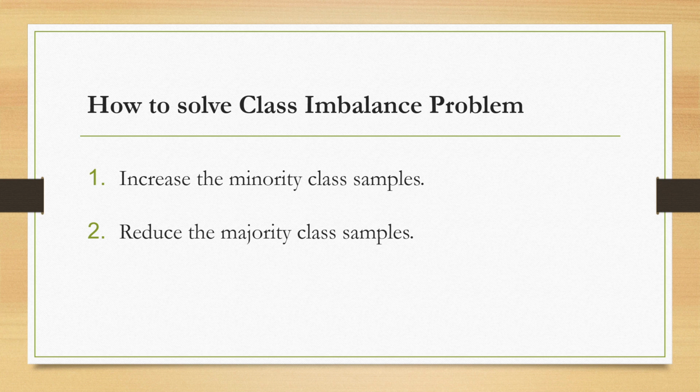Or else, there is another way: reduce the majority class samples. But trying to reduce the data is not a good option, and we may lose certain information by choosing the second option of reducing the majority class samples. So we are supposed to choose the way to solve the class imbalance problem carefully so that the model can learn better information. And this is what class imbalance is all about.